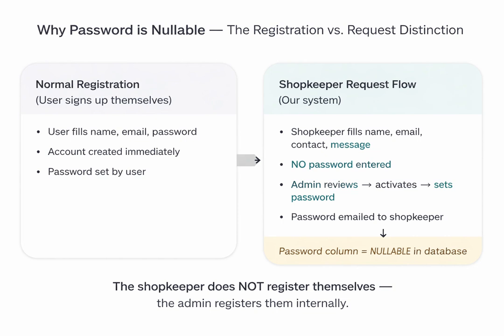In a normal registration flow, the user themselves creates their account and sets their own password. But in this system, the shopkeeper is only submitting a request. They're not creating an account. The admin is the one who internally creates and activates the account. So asking the shopkeeper for a password during the request form would be misleading and wrong. That's why the password column is nullable. When the admin activates the account, they generate a password, store it in the database, and email it to the shopkeeper. This is a deliberate, thoughtful design decision.